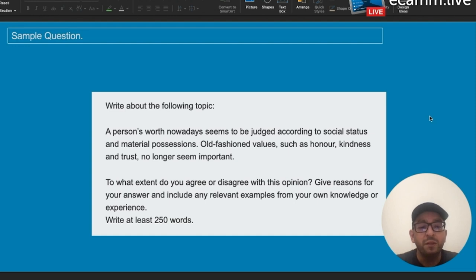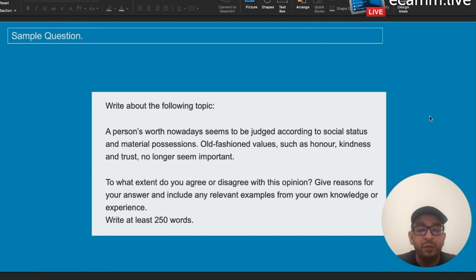A person's worth nowadays seems to be judged according to social status and material possessions. Old-fashioned values such as honour, kindness and trust no longer seem important. To what extent do you agree or disagree with this opinion? Give reasons for your answer and include any relevant examples from your own knowledge or experience. Write at least 250 words.